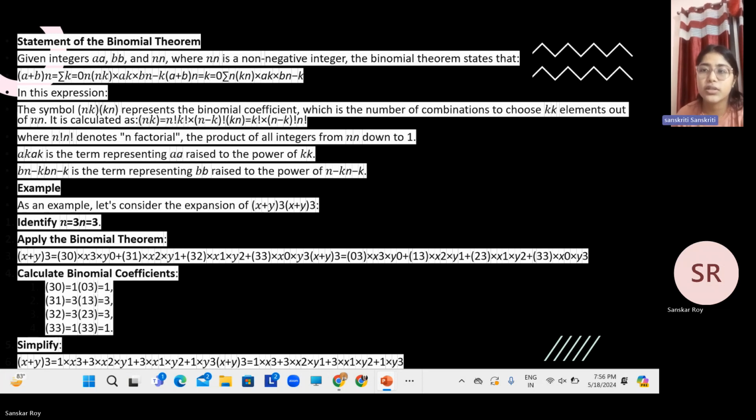In this expression, the symbol C(n, k) represents the binomial coefficient, which is the number of combinations to choose k elements out of n. It is calculated as follows, where n factorial denotes the product of all the integers from n down to 1.